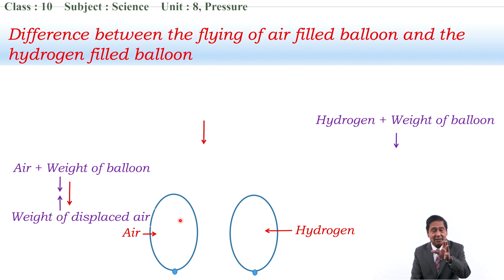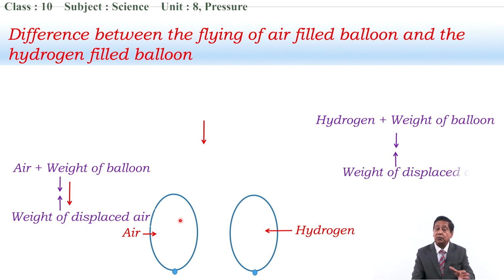And this weight is directed towards the center of the earth. But what about the upthrust? Upthrust is equal to weight of displaced air. And which one is greater? Is the weight of displaced air greater, or is the combined weight of hydrogen and the weight of the balloon greater? Certainly, weight of displaced air is greater than the combined weight of hydrogen and weight of the balloon.